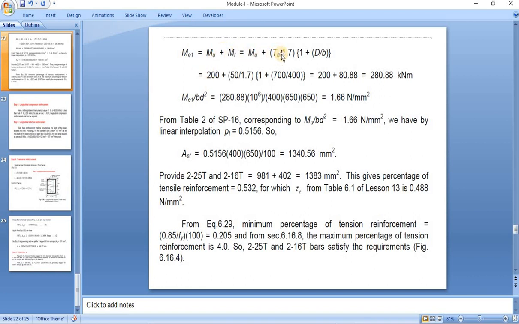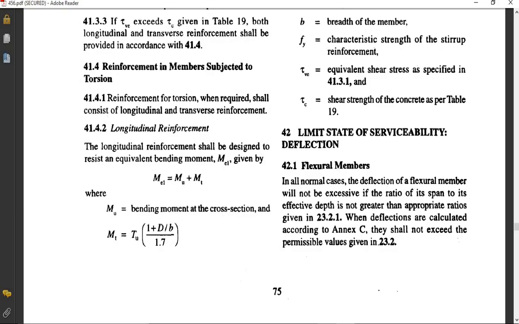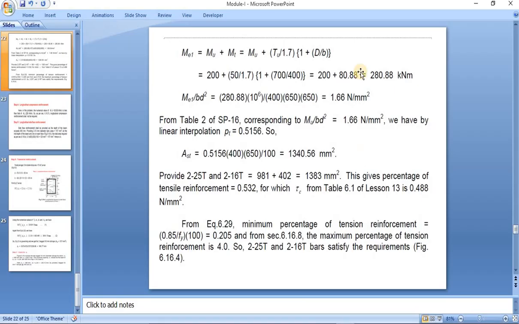MT is equal to TU divided by 1.7 into 1 plus D divided by B. TU is given as 50. 1.7 I am going to keep as it is, an empirical value, plus capital D. Remember, you have to take capital D over here. So 700 divided by 400 is going to give us 80.88 value. So total ME1 is 280.88 kilonewton meter.